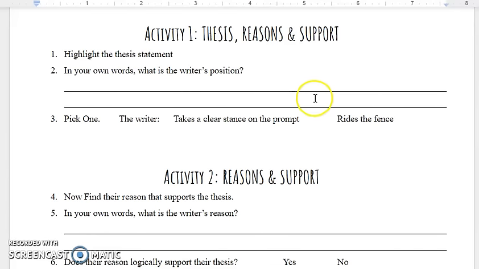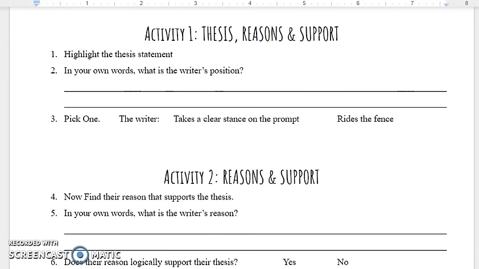Hello, and make sure that you have your activity sheet and your 26-line essay separated so that you can go through this line by line. You're going to be pausing throughout this to work on your essay and then returning back to this video. So let's go ahead and look at activity 1.